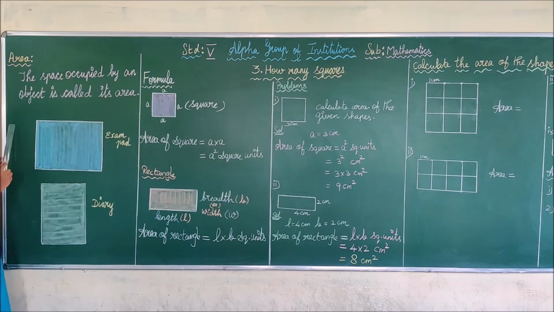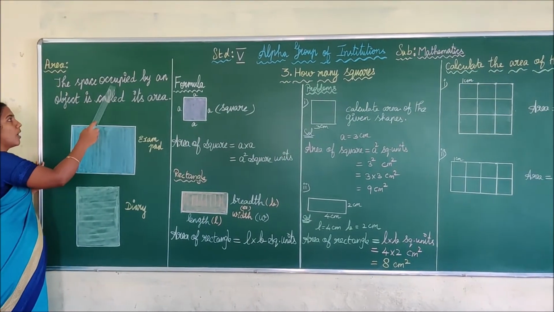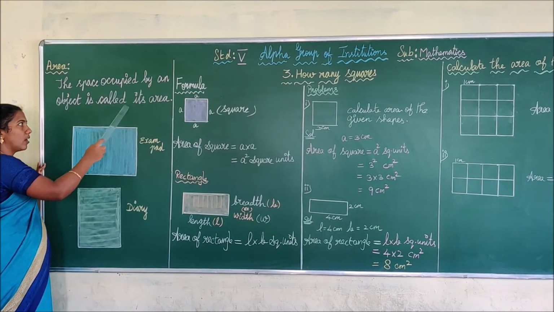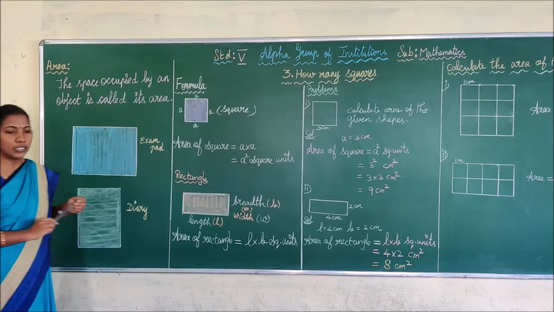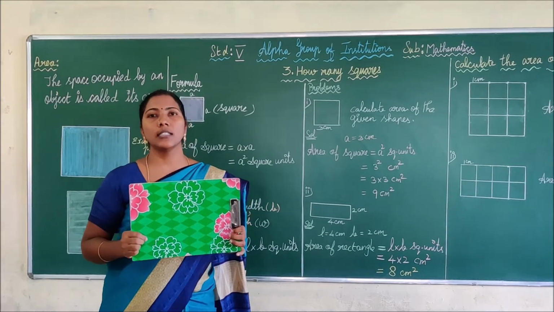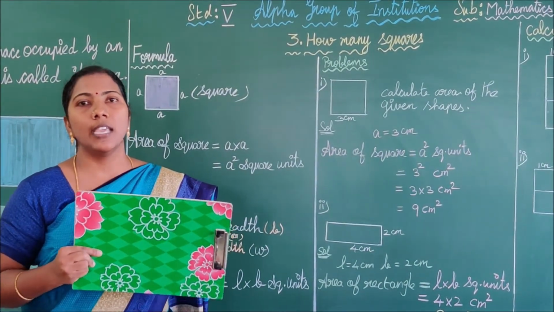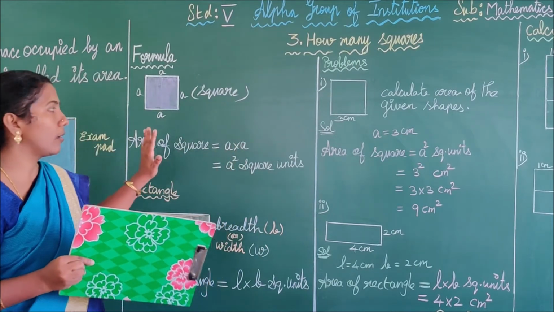What is the definition of area? I give you a very simple definition, children. The space occupied by an object is called its area. Let us see this definition by an activity. See here, what is this? This is an exam pad. Now I am going to place this exam pad on the board.